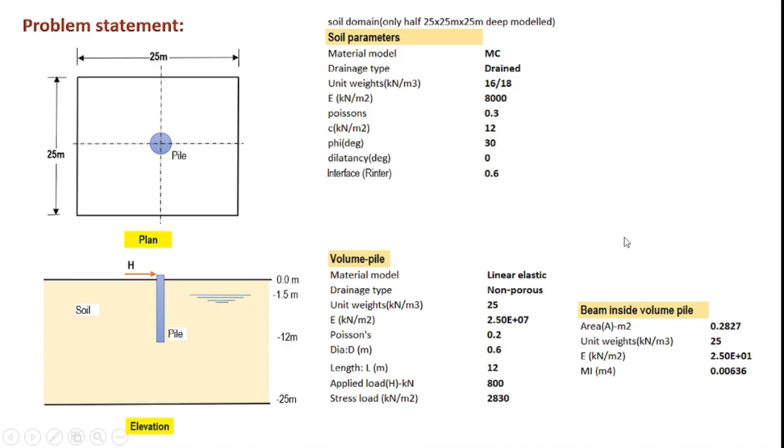along the pile length. So for this beam inside the volume pile, I have considered the same area as the pile element, that is 0.2827 meters square, but the Young's modulus or the tangent modulus used for the material will be very small, that is 25 only, and the moment of inertia will be 0.00636 meter raised to 4. So let us just start PLAXIS.